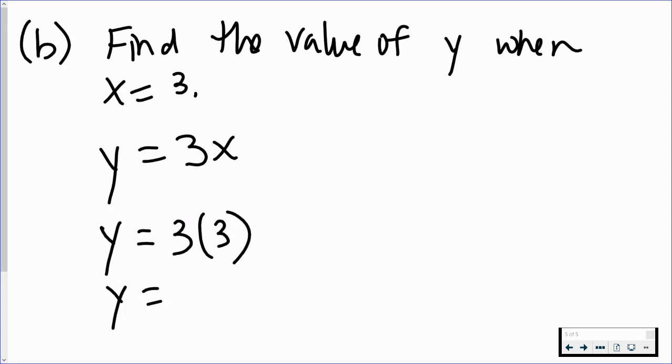So y equals 9 in this case. And again, sometimes they won't ask you to find the constant of variation. Maybe they'll just go straight to find the value of y when x equals 3. Let's take a look at one like that, and we'll do it as an inverse so that we practice both types.